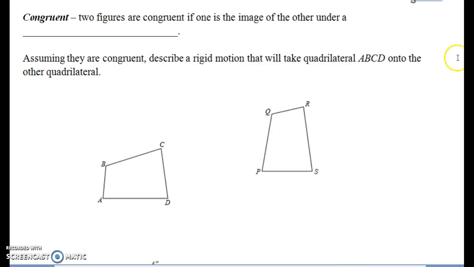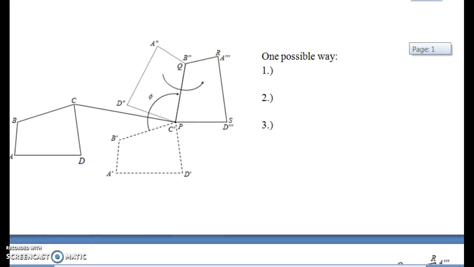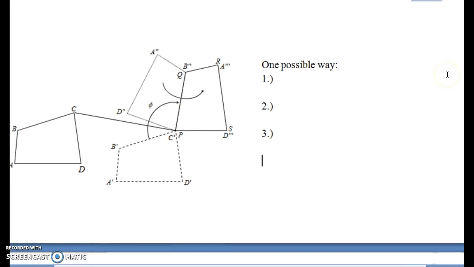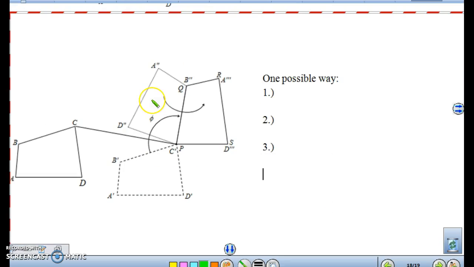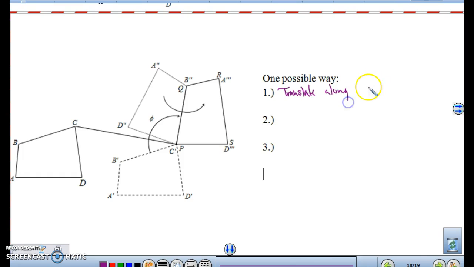So if I look at my image down here, for this one what we did is we started with this image right here. We started with a translation. So here's the figure. We did a translation along vector CP.